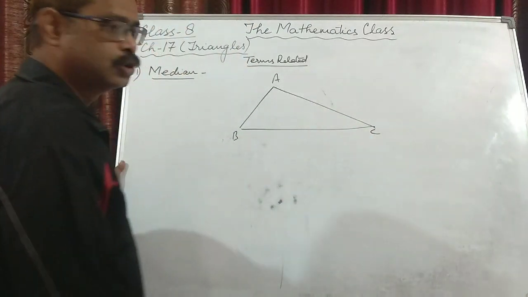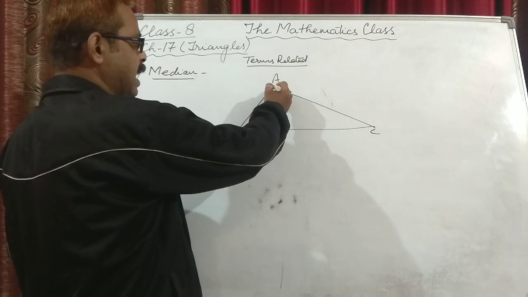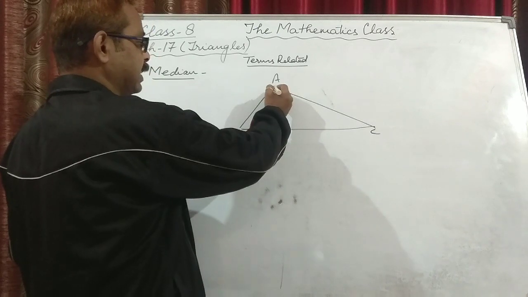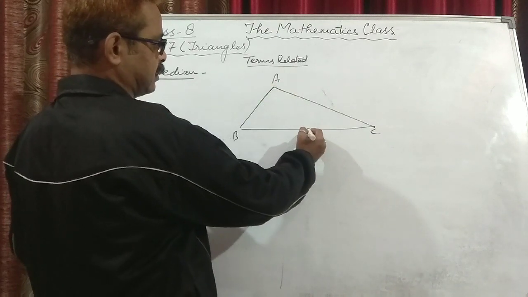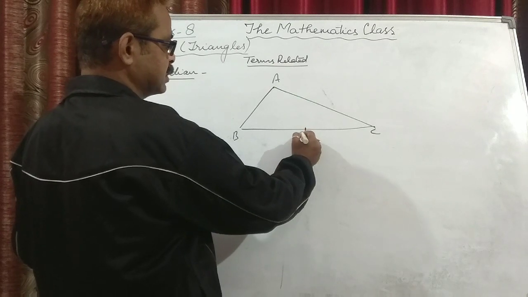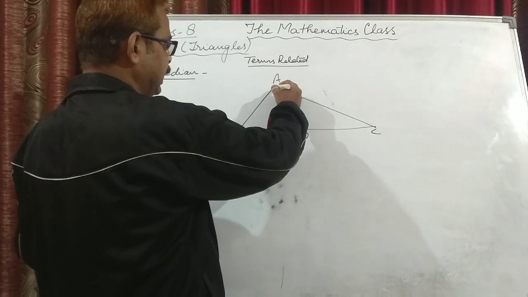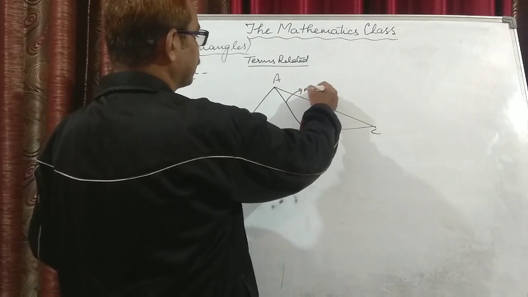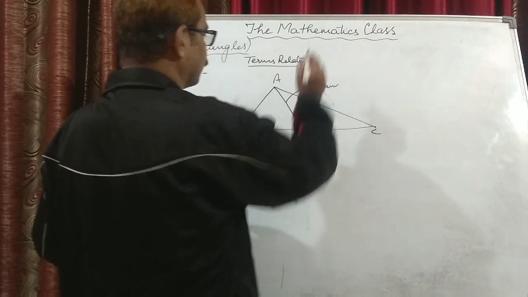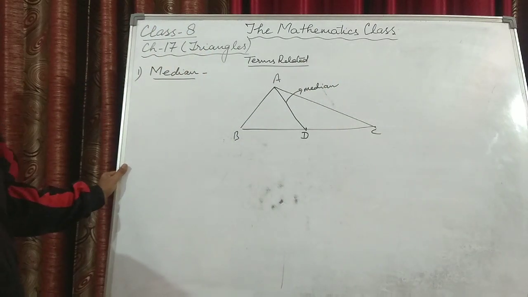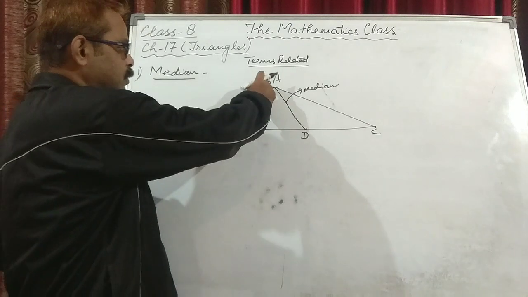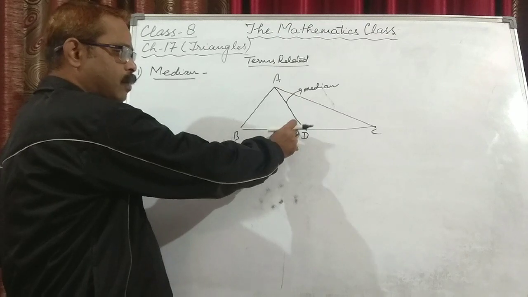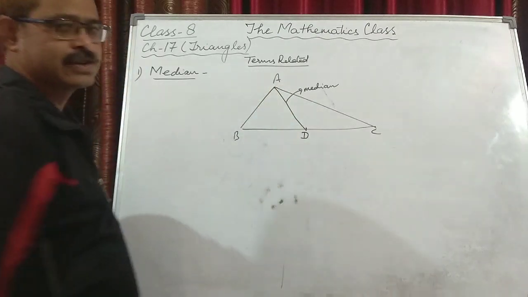So a line joining a vertex and the midpoint of the opposite side of the vertex. Suppose I take vertex A and let us say that this is the midpoint of BC, naming it as D. So AD will be known as median. This is the median of a triangle. What is the median of a triangle? If a line is drawn from a vertex to the midpoint of the opposite side, that line is known as median.